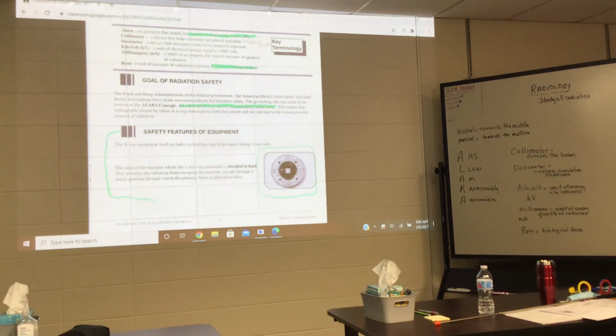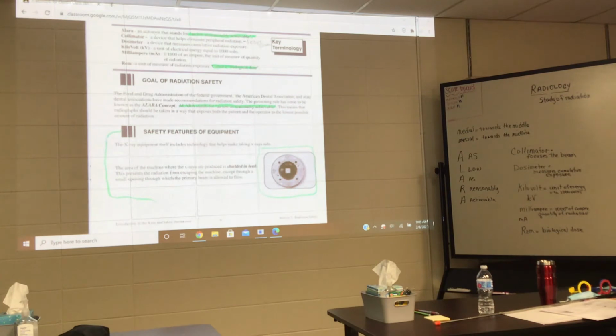A biological dose. We're going to find out what the maximum allowed biological dose is. So that's gonna come in play again, okay?